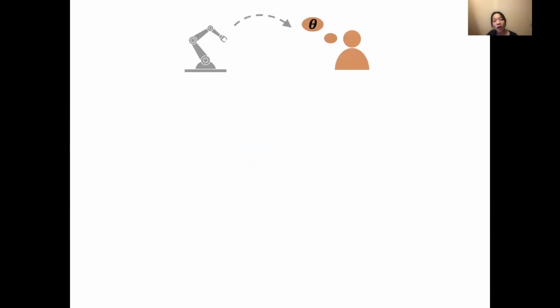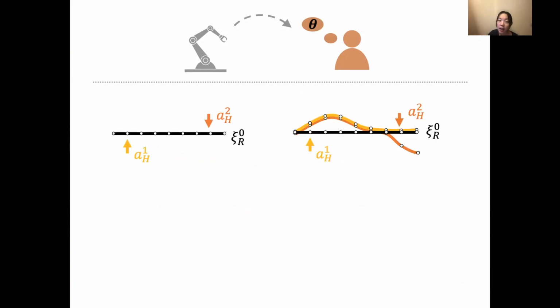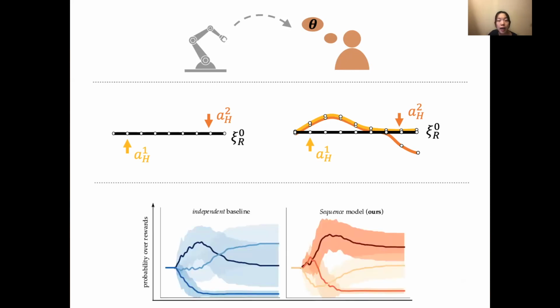In summary, our task is reward inference from human corrections. The human has preferences but unknown to the robot, and the robot tries to figure it out through human corrections. Instead of reasoning over each correction independently, we argue that human corrections are correlated, and we reason over these corrections together by propagating them to a series of intended trajectories. Our method achieves higher accuracy compared to independent baselines consistently across all of the users.